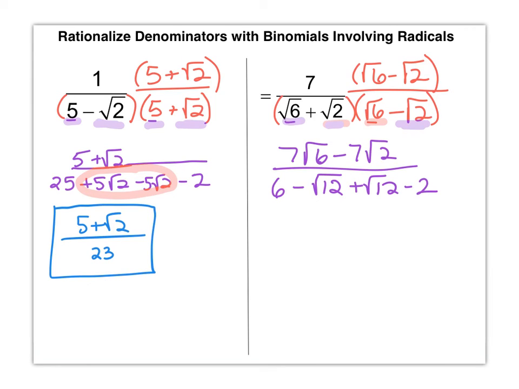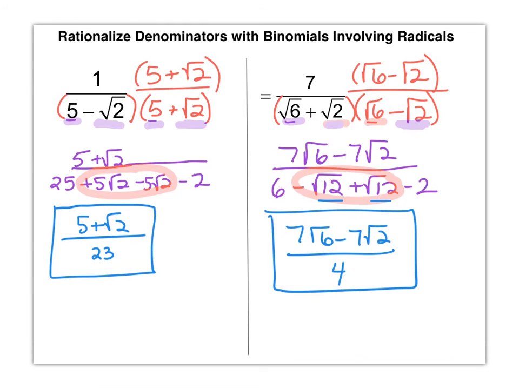The outer and the inner will cancel out, they're opposites. And then our numerator is written as 7 square root of 6 minus 7 square root of 2, all over the denominator, where the outer and the inner are opposites, you get 0, and the result is 6 minus 2, which is 4. This is our answer in simplified form.